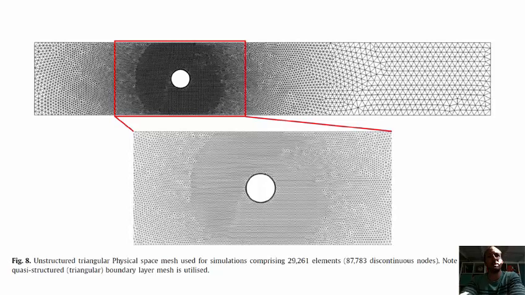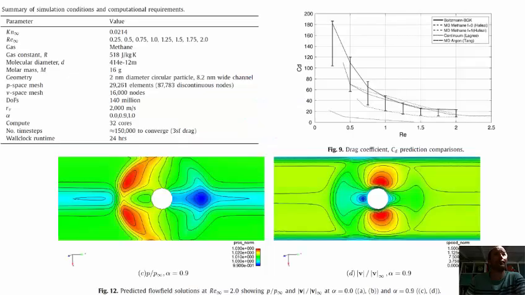So this is the physical space mesh that's used, about 30,000 cells. Of course, each of these cells has 3 independent nodes, so that's getting on for 90,000 independent nodes in this physical space mesh, which comprises 12 layers of boundary layer grid, a quasi-structured boundary layer grid.